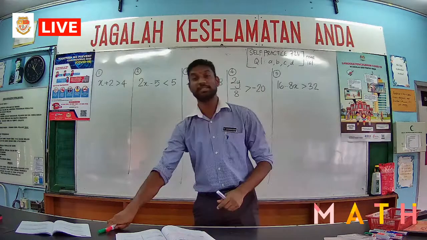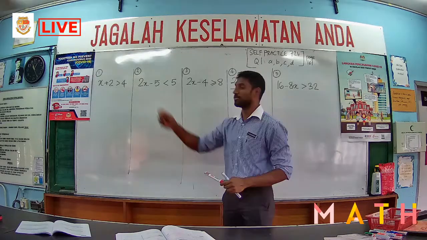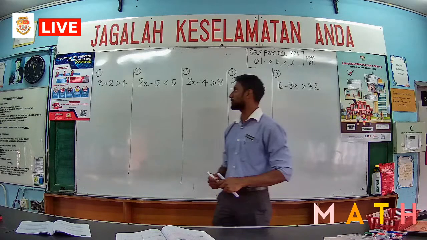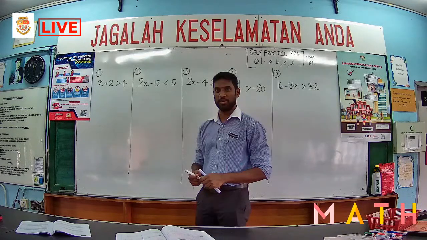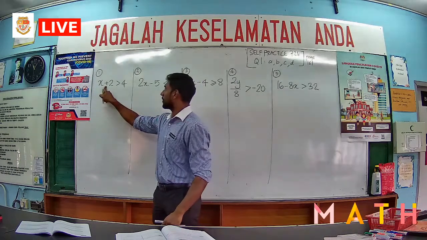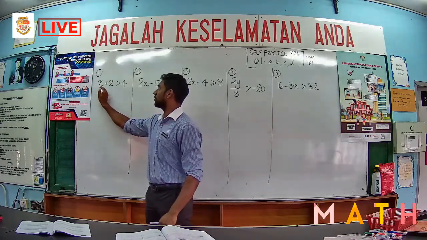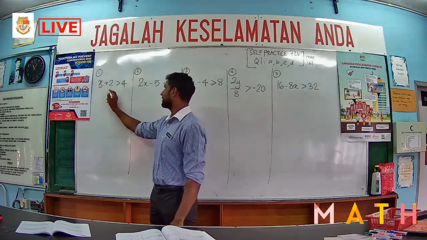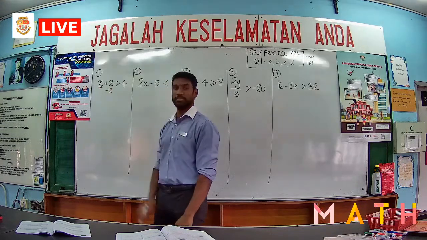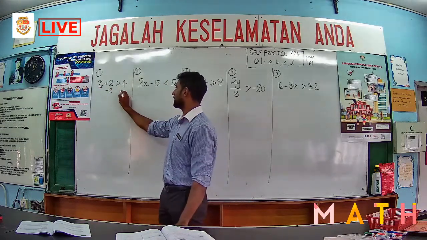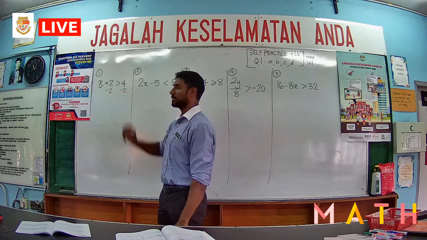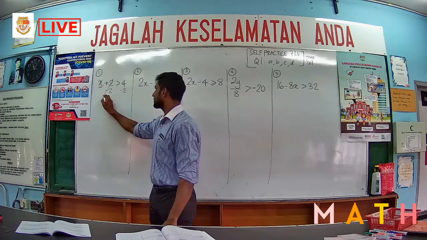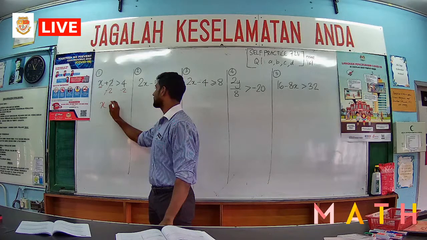We try to check the answers now. We start with the first question. x plus 2 greater than 4. This is the easiest, right? You all can see that the unknown is already positive. So plus 2, how to eliminate this? Put the positive to become negative. So here it becomes minus 2 as well. So this number is gone, so it's x greater than 2.